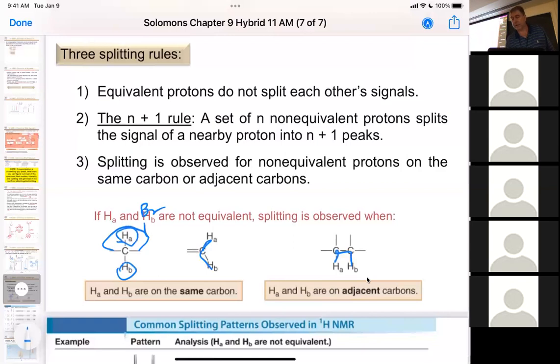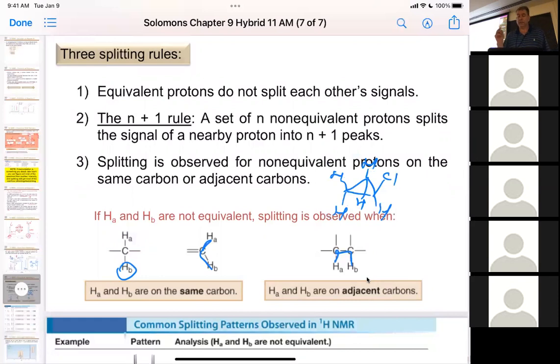Okay, so 2 or 3 bonds. Like in the case of that cyclopropane right here. These 2 hydrogens were identical, and so they're going to be split by 1, 2, and then 3 hydrogens. So this is going to give a triplet because of that. In fact, each of these is going to give a triplet because of that. So that's another reason to draw out your rings. All right, questions on that?